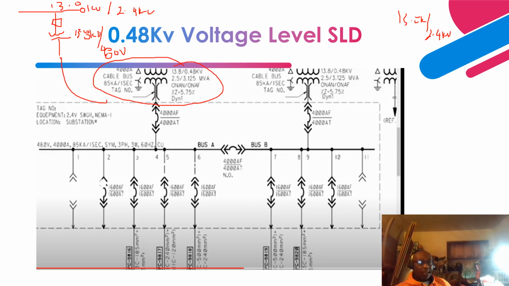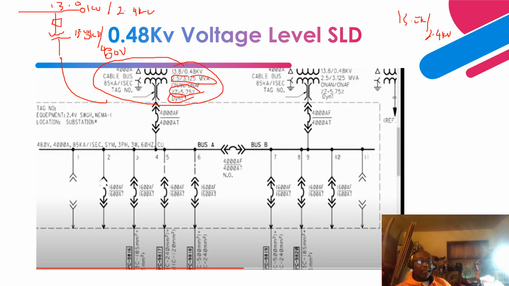This is the feed that comes in here. It steps the voltage down from 13.8 kV to 480 volts. This is the rating of the transformer, 2.5 and 3.125 MVA. The ONAN rating, without any forced cooling and no fans, is 2.5 MVA. But when it picks up additional load, that is when the fans come on, and that's what they call ONAF. And this is the impedance of the transformer, and this is the vector configuration.